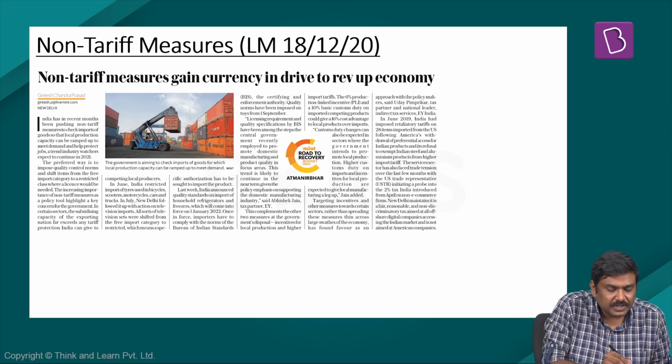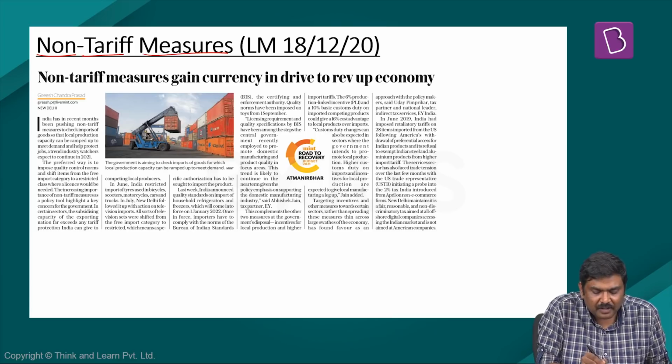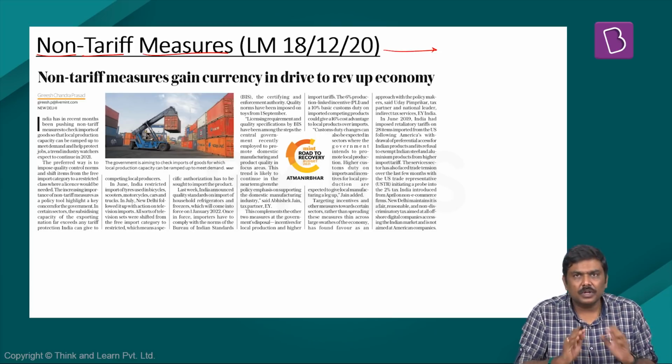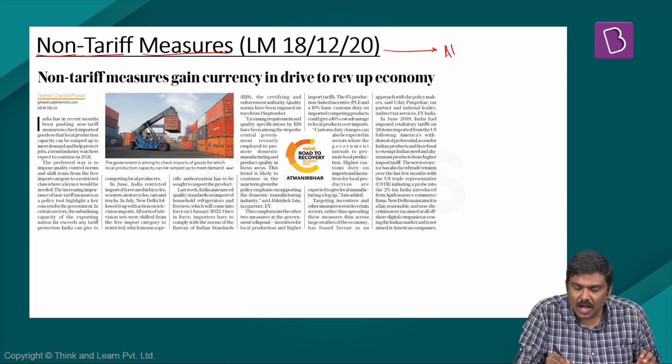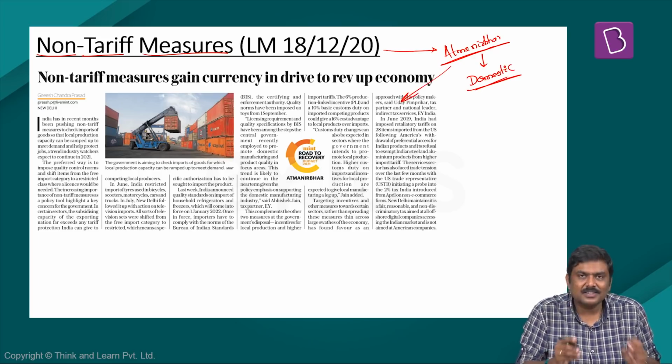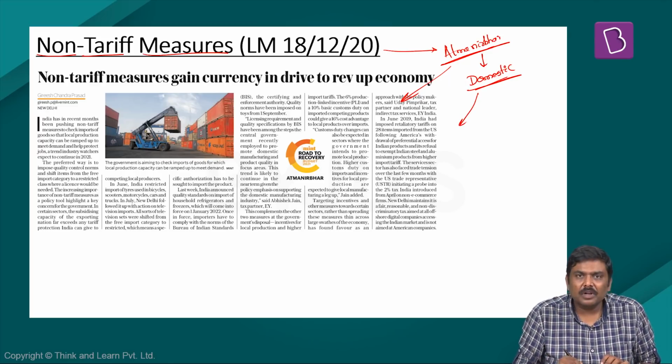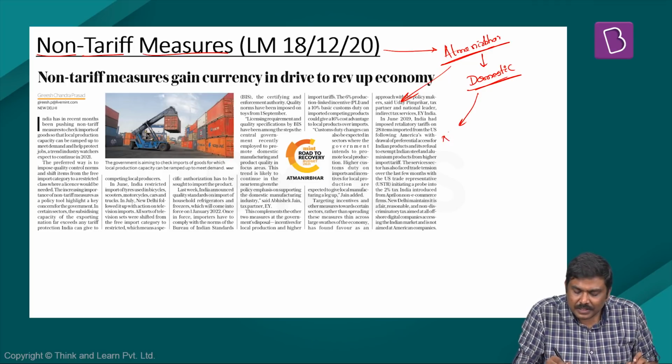The next article is with respect to imposition of non-tariff measures by Government of India in recent times. Now please understand this. Government of India, under the concept of Atmanirbhar Bharat, has been using a two-pronged strategy to promote domestic production. And this article basically discusses these two strategies. Now, under one strategy, Government of India is imposing certain non-tariff measures on imports.